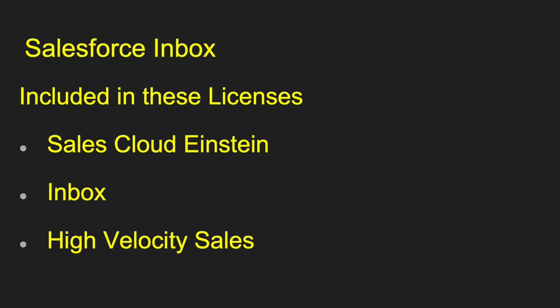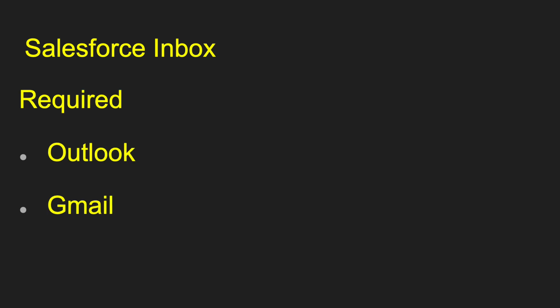The next tool we're going to talk about is Salesforce Inbox. If you want to use Salesforce Inbox, just so you know, it's included either in Sales Cloud Einstein, the Inbox license, or the High Velocity Sales. So if you buy any of those products, you have Salesforce Inbox as a license to utilize to do the activities that we're going to talk about. If you are going to use Salesforce Inbox, you need either Outlook or Gmail to get this set up to utilize the functionality for this.